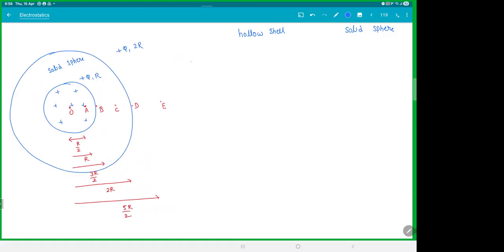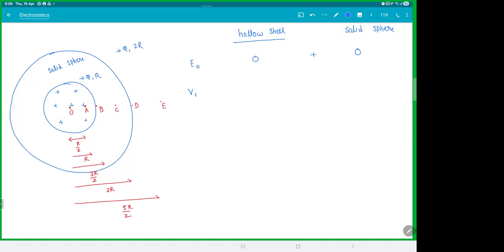So for the first point, O. Ask yourself, where is O for the shell? Inside or outside? O is inside the shell. What is the field inside the shell? Zero. Where is O for the solid sphere? At the center. What is the field at the center of a solid sphere? Zero. What is the total field? 0 plus 0. Are you clear what I'm asking?